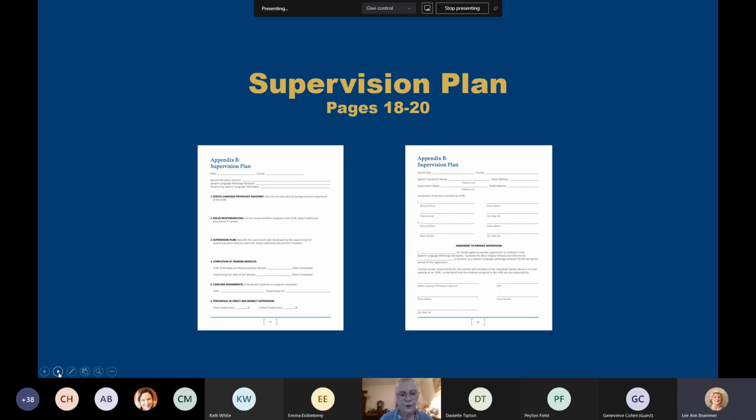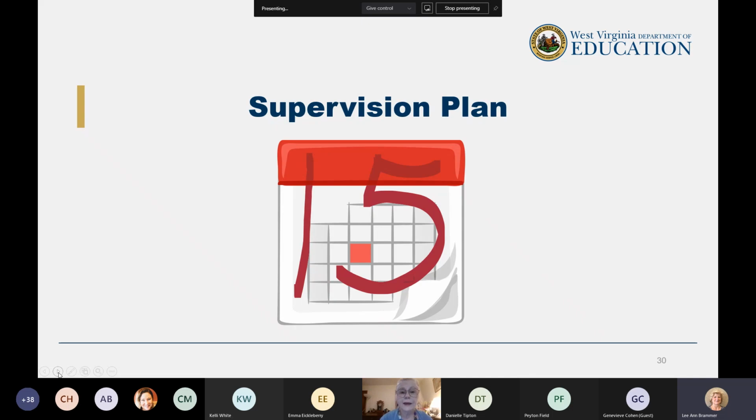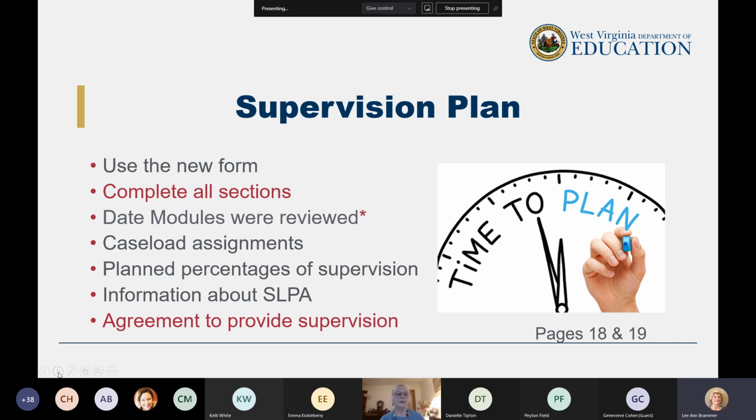And if we go to the next slide, remember that the supervision plan is due 15 days after the beginning of the SLPA's employment. So you have 2 weeks, but you have 15 days, and that's when it is due. So let's talk about the plan. What's in the plan? First of all, last year we started a new form because we found more information we thought was important. So this year, make sure you use the new form.